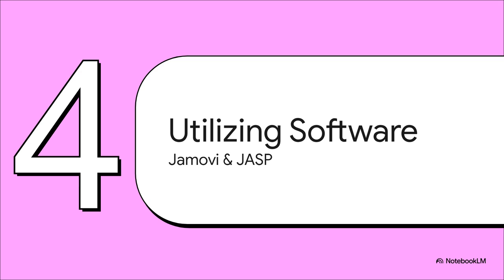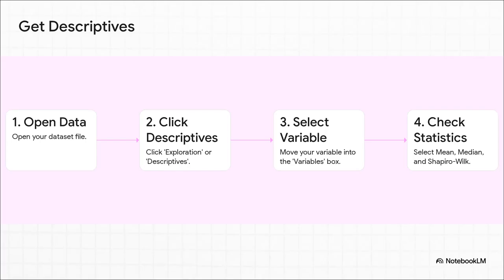Okay, are you feeling a little overwhelmed by the rules and the tests? Take a deep breath, because I've got great news. Modern software, which is totally free by the way, like Jamovi and JASP, does all of this heavy lifting for us. I'm not kidding. Getting all of these numbers is literally just a few clicks. You open your data, you hit descriptives, you drag your variable over, and you just check off the little boxes for the stats you want to see. The software does everything else in less than a second.